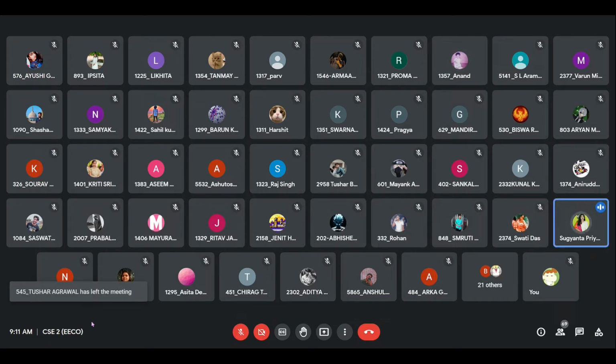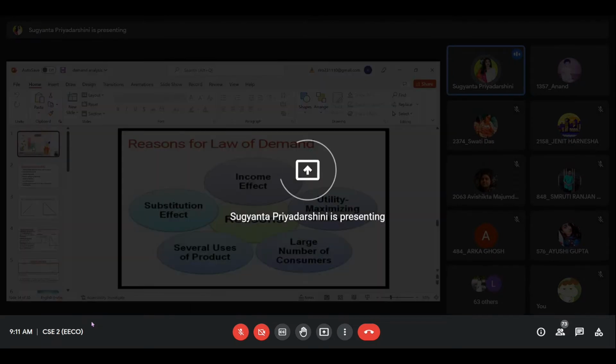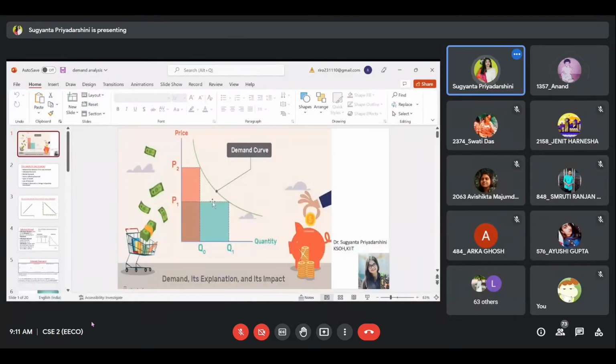Okay. Then let's get started with our syllabus. So I think in the last class we came across this demand portion, right? Like what is the difference between demand and desire. So we will start with the concept of demand, its explanation and its impact. But before that, can anyone tell me what is this demand? In the last class we have completed it. So what is this demand?